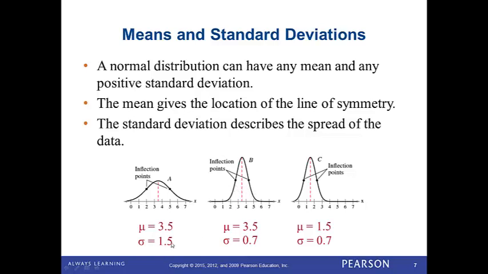So remember, the larger the standard deviation, the more the spread. The smaller, the more inward it is. And then we have the third one with a mean of 1.5 and a standard deviation of 0.7. So this is just like the second one. The third and the second ones are the same when it comes to standard deviation. But notice that their mean is different, therefore the location has moved.